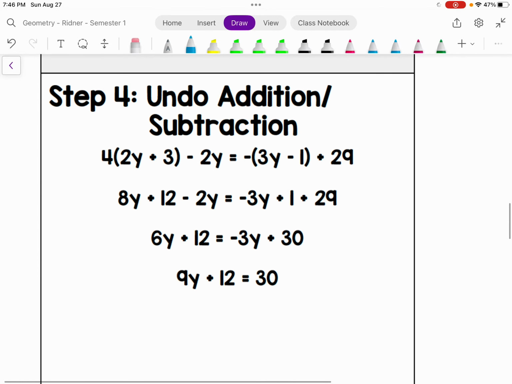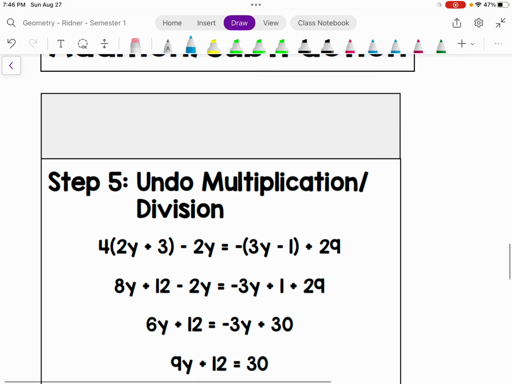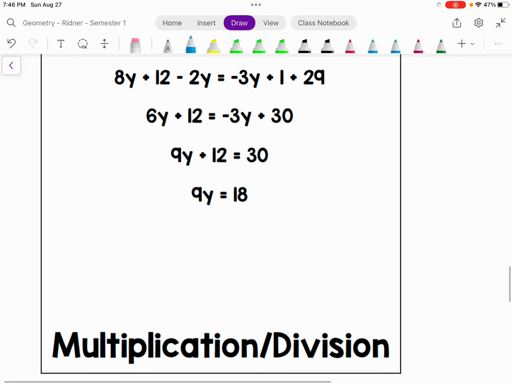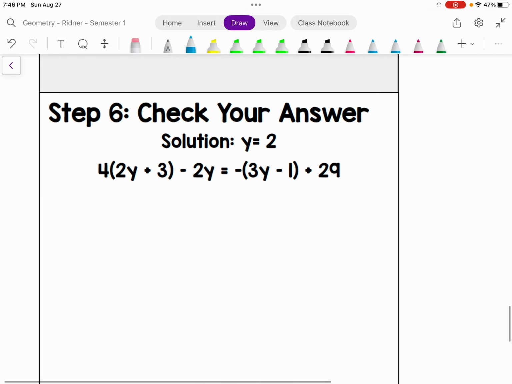Next step is our addition or subtraction. So this should look like what we did in last class. So subtract 12 here, 30 minus 12 would be 18. We're almost there, almost. Undo our multiplication or division. In this case, it's multiplying. So we're going to undo it by dividing. So 18 divided by 9 is 2. And our last step, we got the solution of 2.